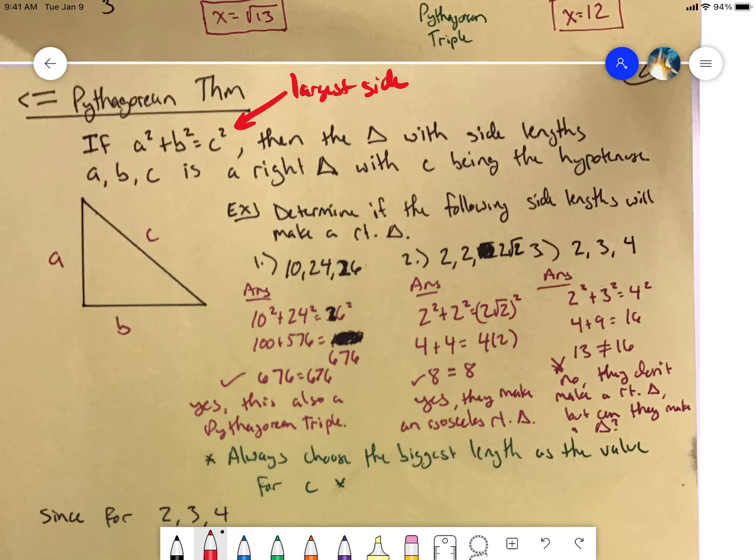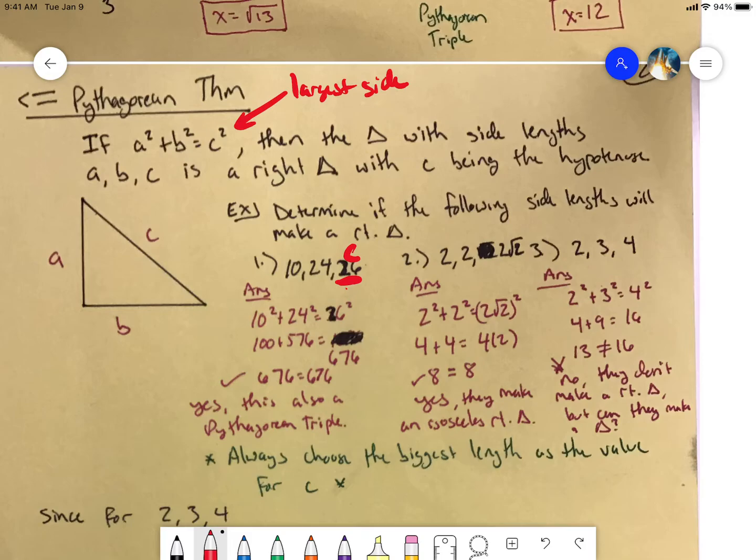So what we want to do is determine, using examples 1, 2, and 3, if the side lengths make up a right triangle. Okay. So we have 10, 24, 26. Since 26 is my largest side, this has to be the c squared. So it'd be 10 squared plus 24 squared. Does it equal 26 squared? Well, 10 squared is 100, 24 squared is 576, and 26 squared is 676. If I add up 100 plus 576, we get 676.